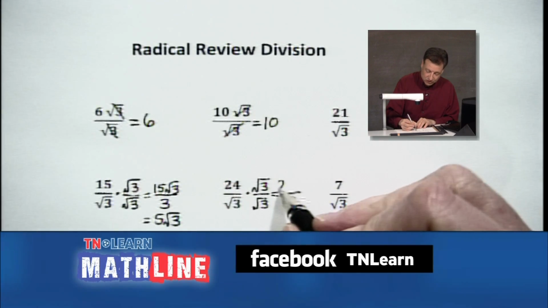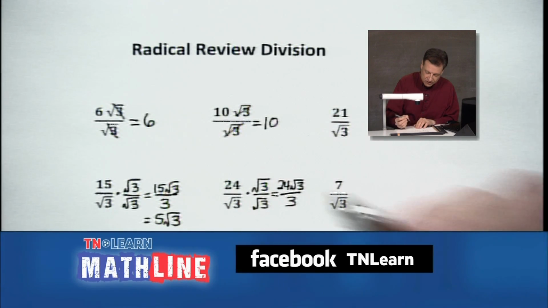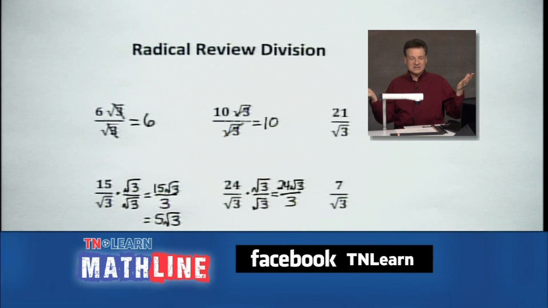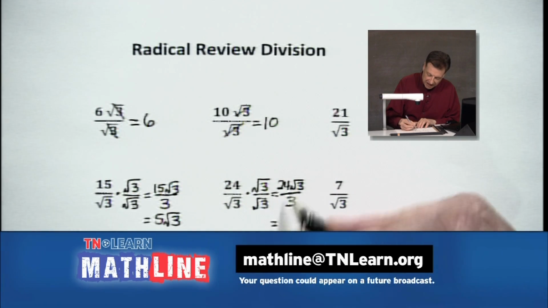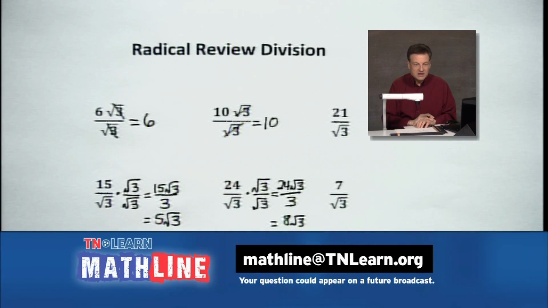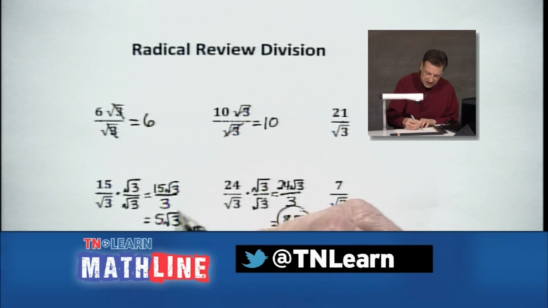And let's see, I have a 24 times the square root of 3. 3 divides into 24. That's sweet. And you know what? We get 8 square roots of 3. So there's your final answer there. Now, do you see what's going on?